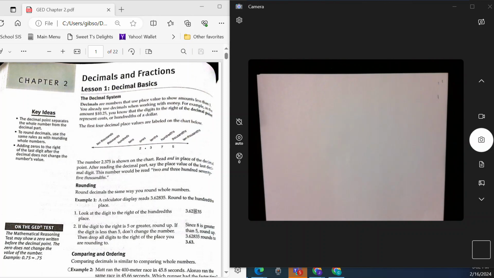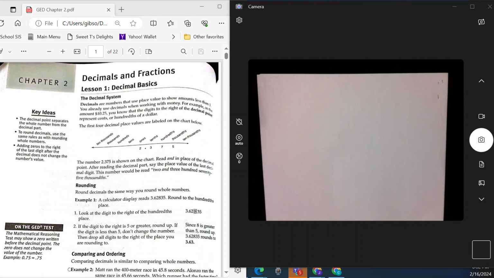So we start out with decimals and fractions. Lesson 1, Decimal Basics. The decimal system. Decimals are numbers that use place value to show amounts less than 1. You already use decimals when working with money. For example, in the amount $10.25, you know that the digits to the right of the decimal point represent cents or hundredths of a dollar. The first four decimal place values are labeled on the chart below.